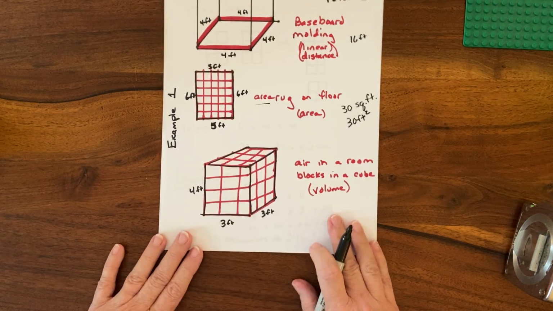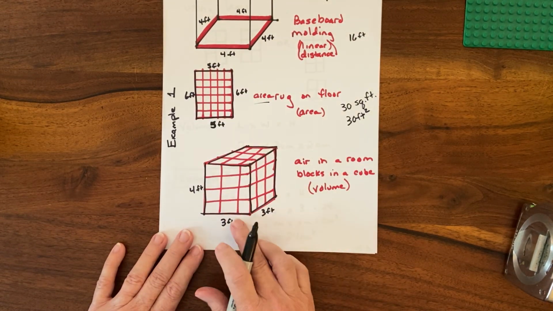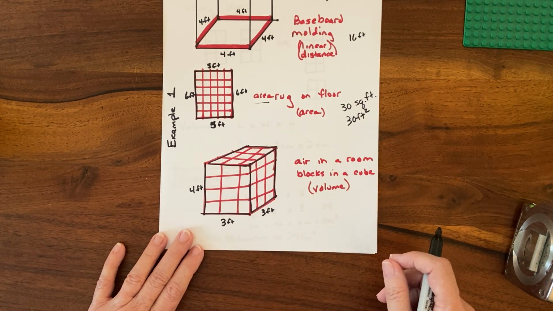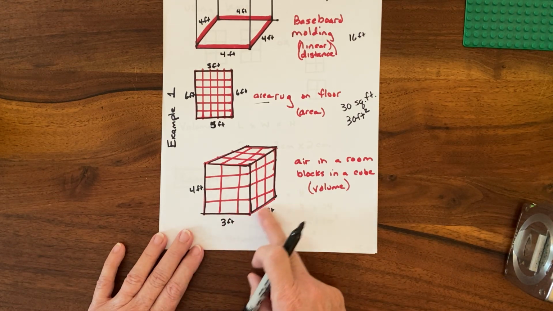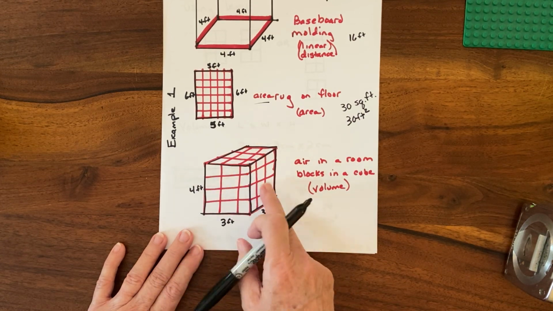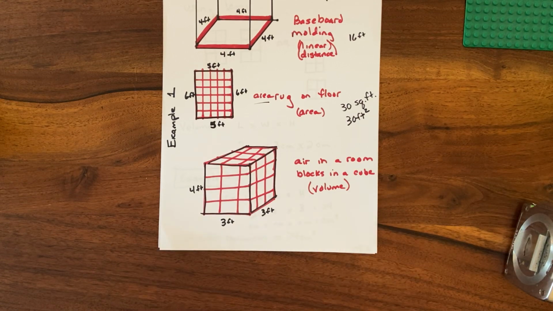Okay, now I'm going to talk about volume. So I've made myself my room again. Got a little sloppy on this one, sorry. And maybe I'm measuring how much air can be in a room. So I'm going to measure the length, the width, and the height all together, and I can see how many boxes. That's going to take a little bit more explanation, but that's what we're going to be working on right now.